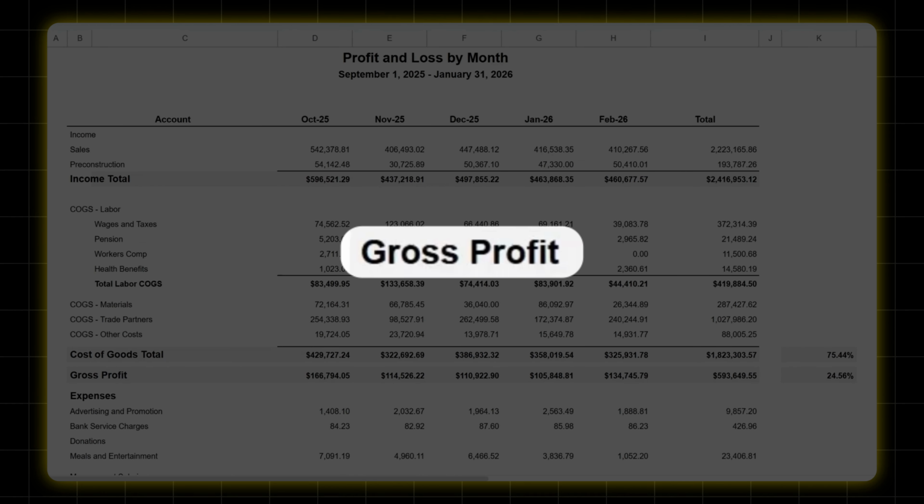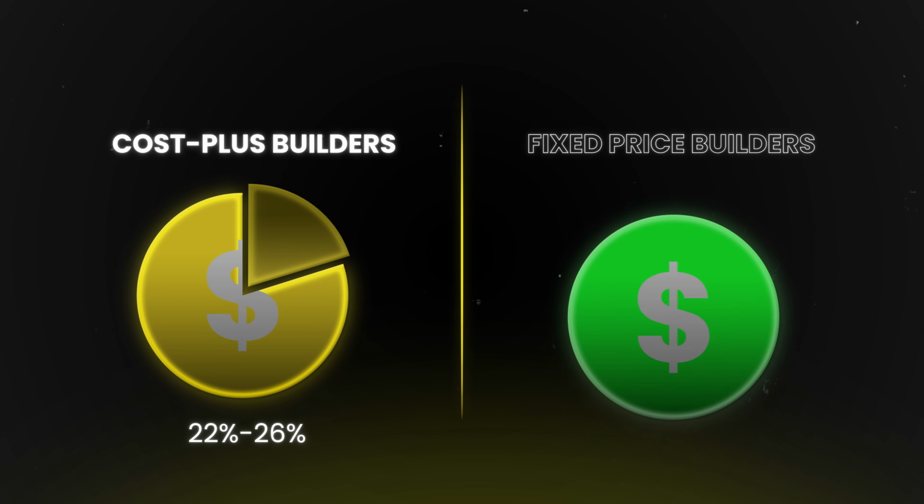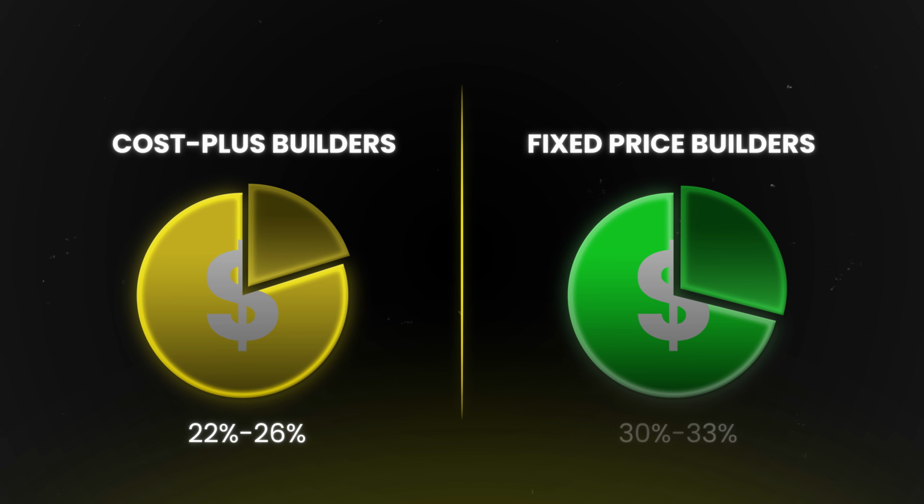Next down from cost of goods is gross profit. The formula is simple: total income minus total COGS. This number tells you what you made on the project before overhead kicks in. Tracking this KPI, or key performance indicator, is crucial to understanding that you have enough to contribute to your overhead and net profit. For cost plus builders, a healthy gross profit range is between 22 and 26%. For fixed price builders, you should be aiming between 30 to 33%. Honestly, knowing your gross profit is one of the most important KPIs in a construction business.